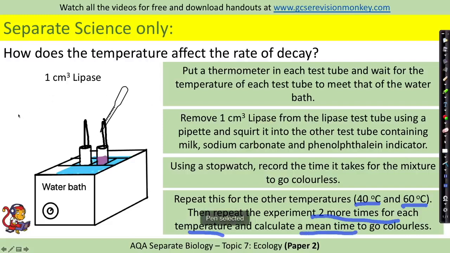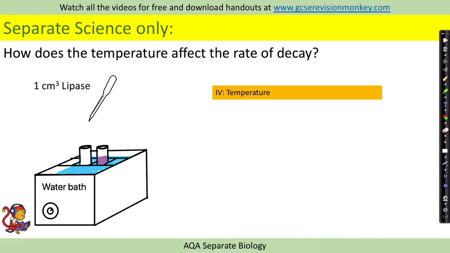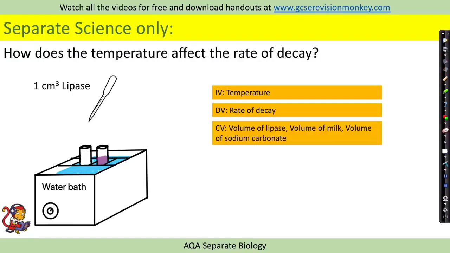Now, to change this into a rate, I hinted at the equation earlier, we'll use rate is 1,000 divided by time, and that will give us our rate in per seconds, which you sometimes might see as s to the -1. So the independent variable for this practical is temperature. The dependent variable is the rate of decay, and important control variables include the volume of lipase, the volume of milk, and the volume of sodium carbonate.